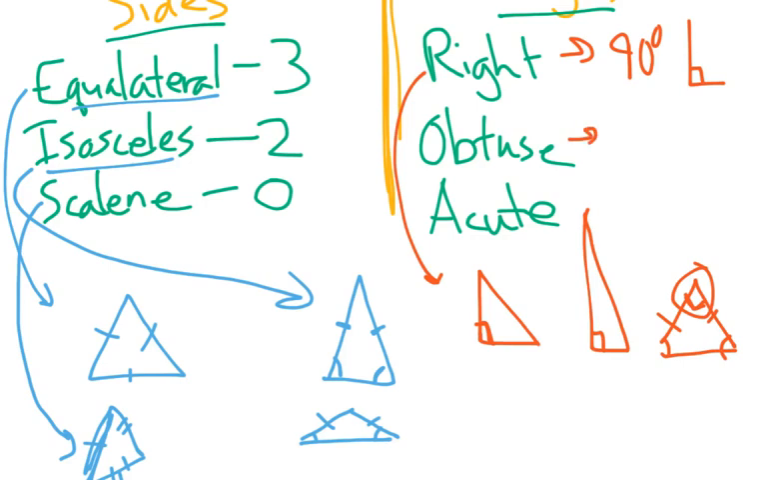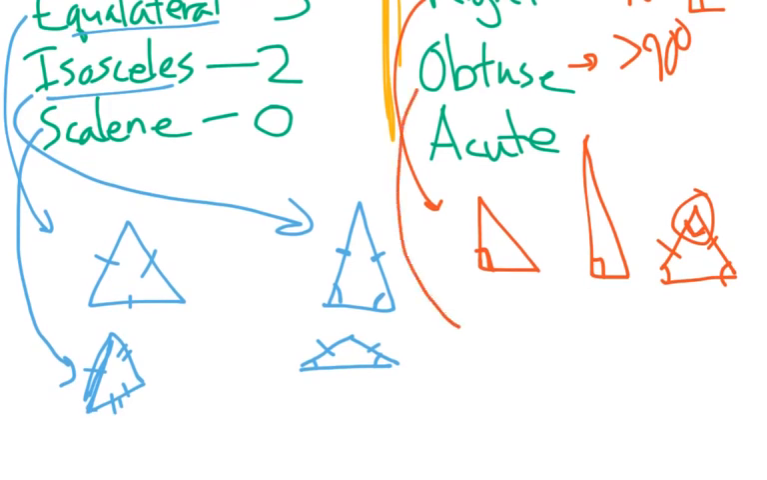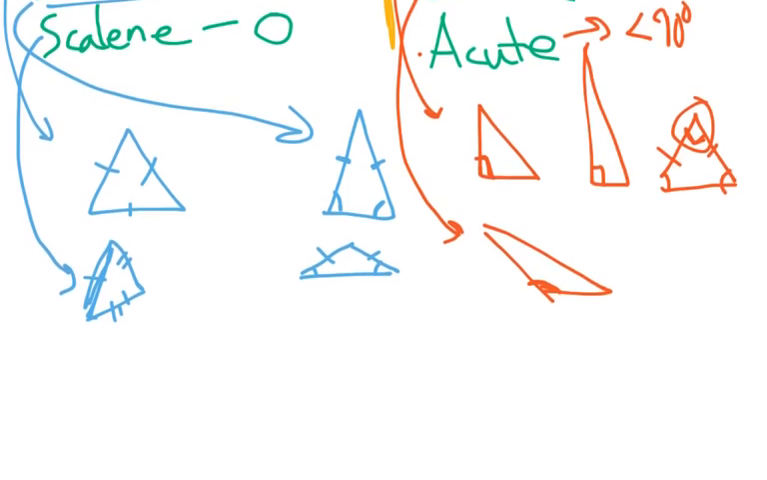Obtuse means that we have an angle that is greater than 90 degrees in our triangle. So for an obtuse, it could look something like this right here, where this angle is clearly larger than 90 degrees. And then acute means that all the angles are less than 90 degrees. So acute could look like that right there, where each one of those is clearly less than 90 degrees.